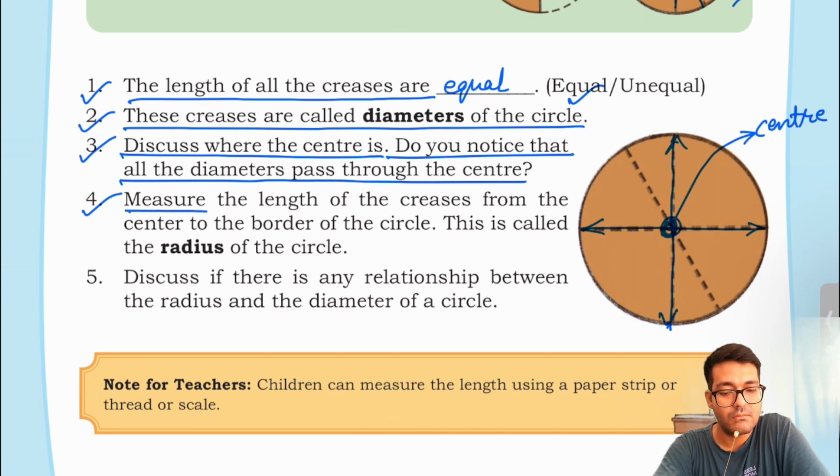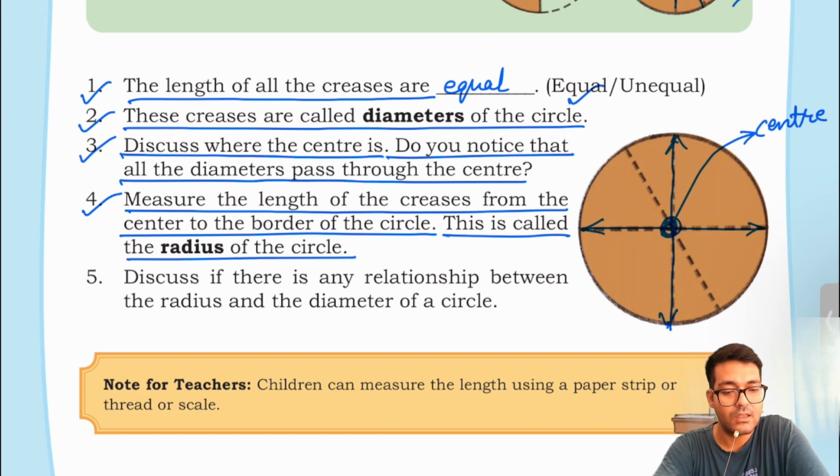4. Measure the length of the creases from the center to the border of the circle. This is called the radius of the circle. If you measure the distance from the center of the circle to the border of the circle, or any point on the circle, the distance you will get is the radius. That is half of the crease length, or half of the diameter.